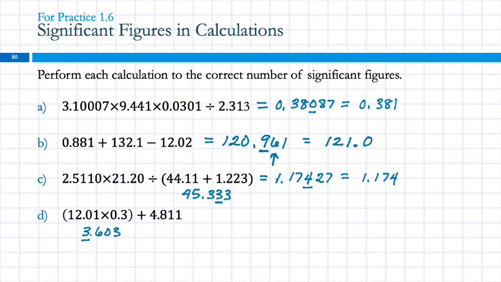So I've got the 3.603 plus 4.811. My calculator says 8.414. But the sig fig rules tell me I have to round that to the ones place. And so I'm going to report this as 8.